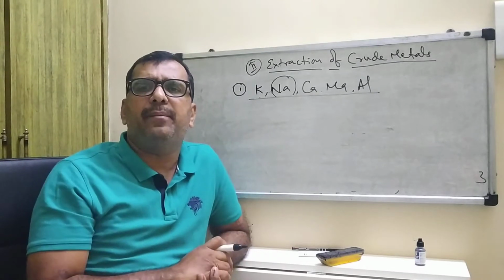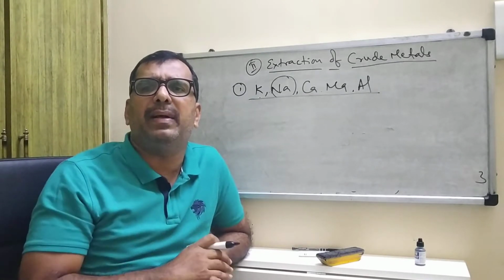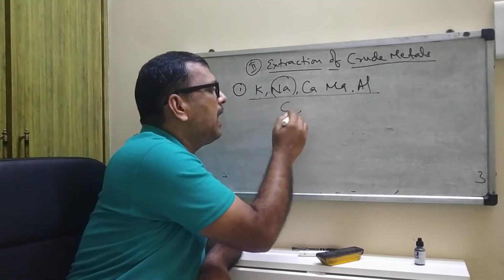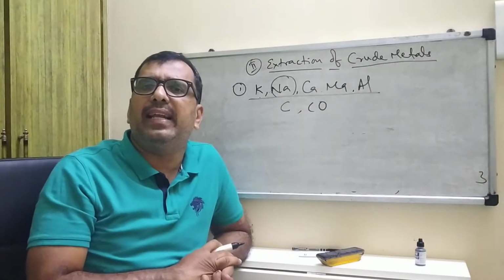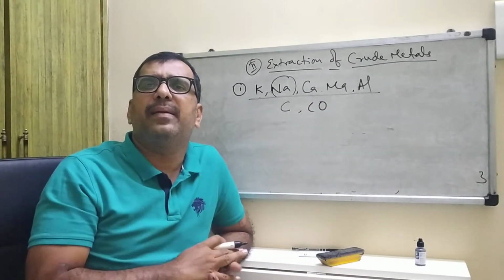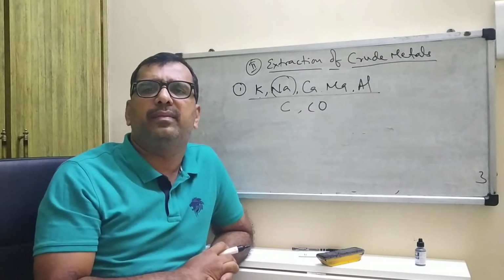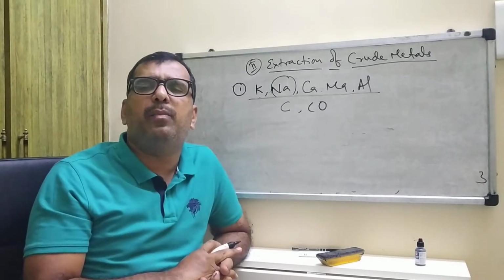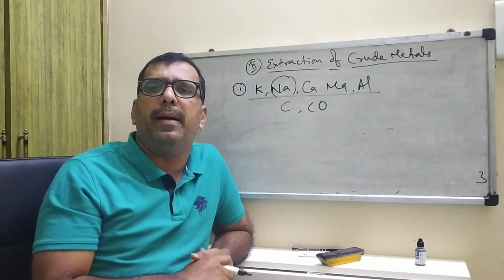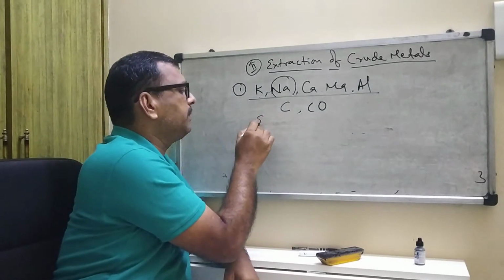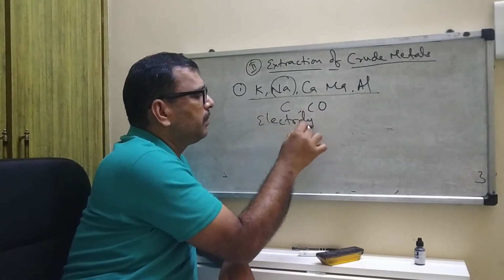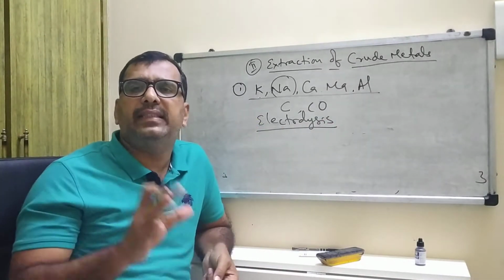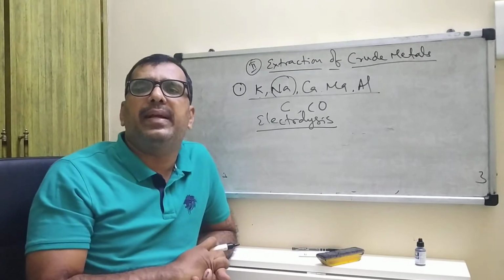Generally, simple chemical reduction methods like heating with carbon or carbon monoxide do not work for these metals, because they are not reducible this way. So for these metals the only method available for extraction is electrolysis. Only one methodology, that is electrolysis. Now, how are you going to extract the metals?